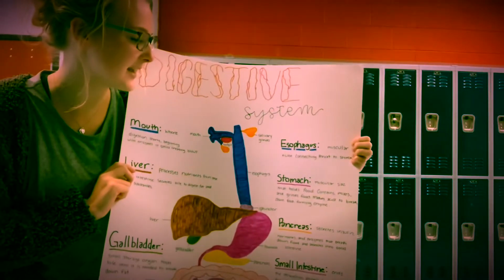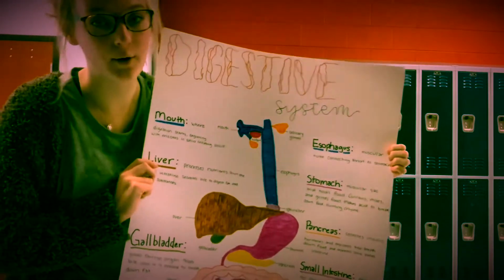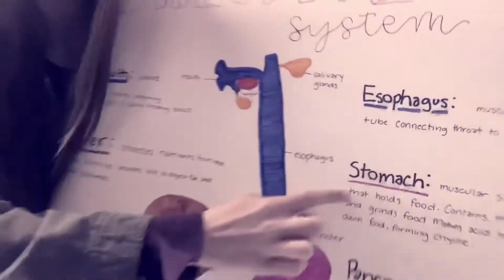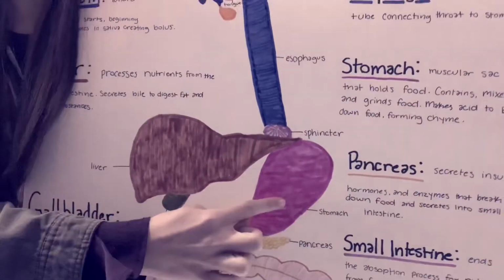Next we have the esophagus, which is this long tube right here. The esophagus is a muscular tube connecting throat to stomach, so the bolus will travel down with the muscles pushing it down.